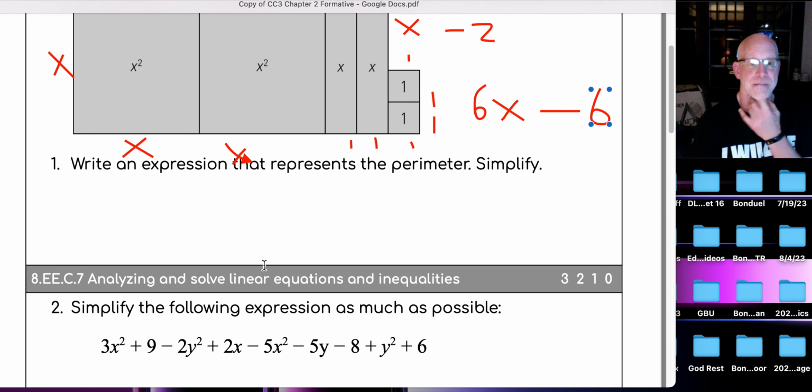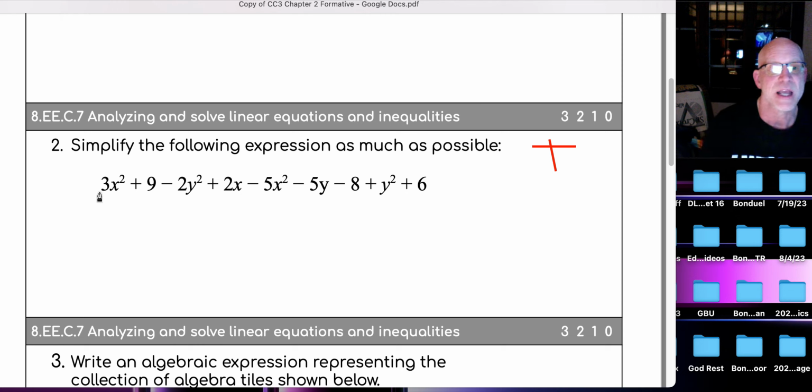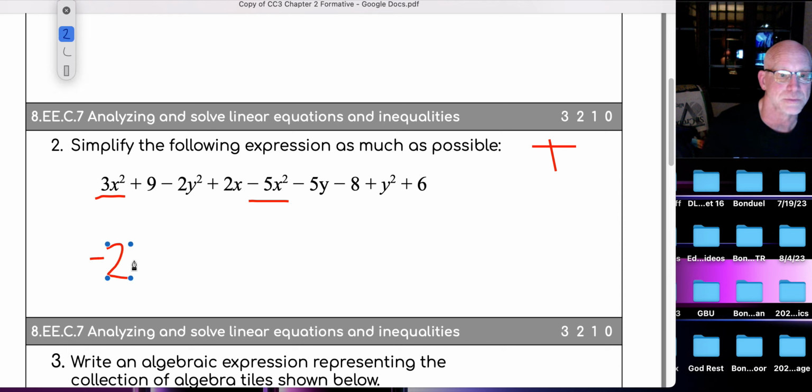That's it. Okay, next one looks like this. I told you to use tiles for this one. I think that's going to help you the most. If you don't want to use tiles, think about this. If you have 3x squareds and you take away 5x squareds, now you have negative 2x squareds. Okay. And then if you have negative 2y squareds and you add a y squared, now you have negative 1y squared, or a negative y squared.